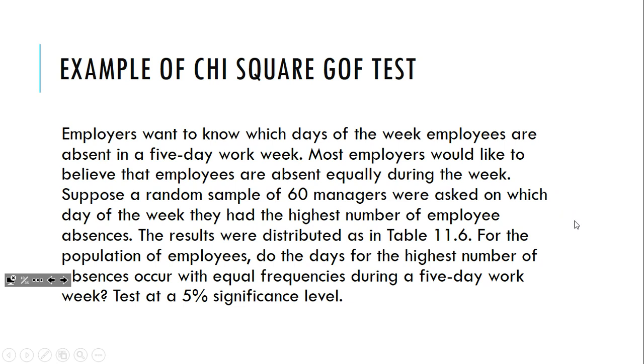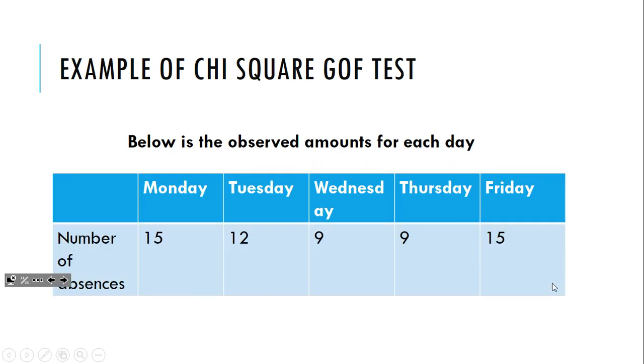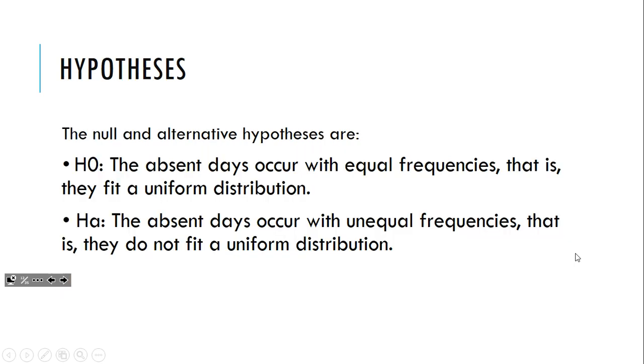Suppose a random sample of 60 managers were asked on which day of the week they had the highest number of employee absences. The results are shown in the table. For the population of employees, do the days for the highest number of absences occur with equal frequencies during a 5-day week? So I'm testing to see if these days are equal. And here we have our absences. And as I suspected, Monday and Friday, the days closer to the weekend, are popular to be gone.